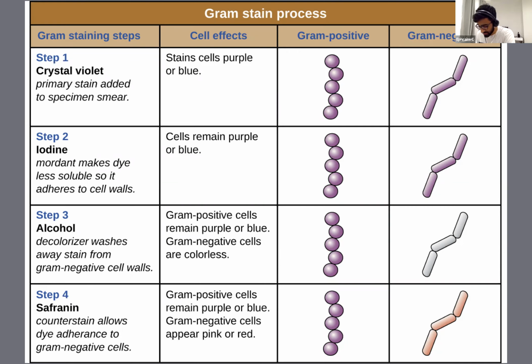Someone's asking a question on the chat. Why do you need safranin when you can tell the difference after the alcohol stage? So after the alcohol stage, what you're doing is exposing the cell membrane. The cell membrane is pretty much transparent. So you want to add another stain on top of that so we can selectively increase the contrast of the cell membrane. And that's why gram-negative, being the one that's got an exposed cell membrane, will turn red or pink.